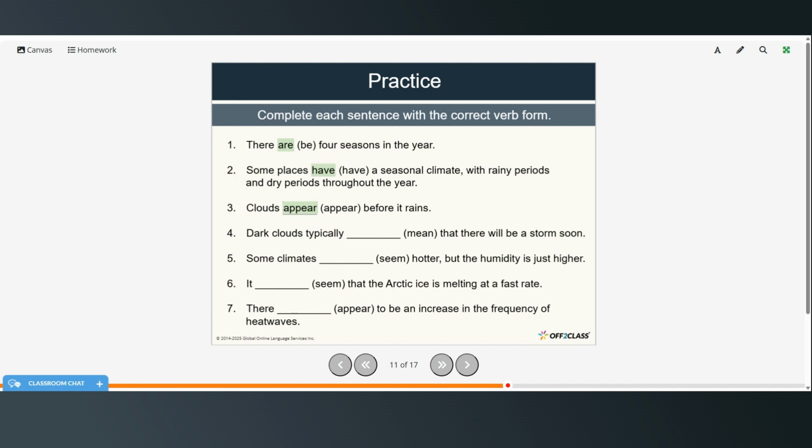Clouds appear before it rains. Dark clouds typically mean that there will be a storm soon. Some climates seem to be hotter, but the humidity is just higher. It seems that the Arctic ice is melting at a fast rate, and there appears to be an increase in the frequency of heat waves.